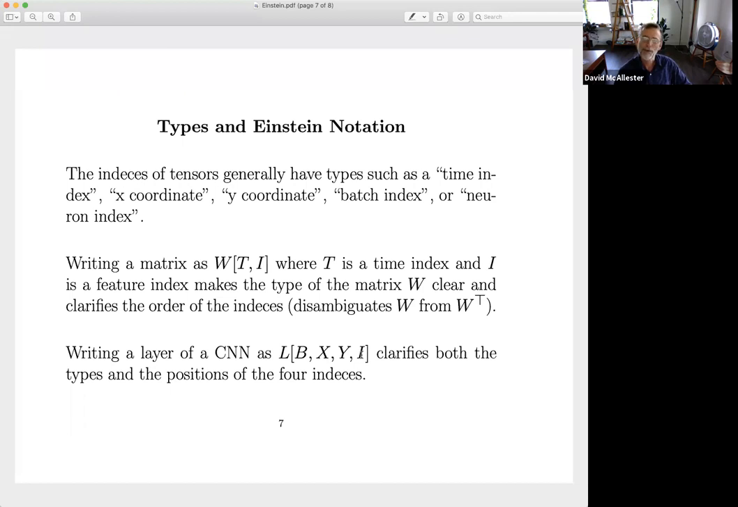And now we'll move on to the next unit on convolutional neural networks. Thank you.